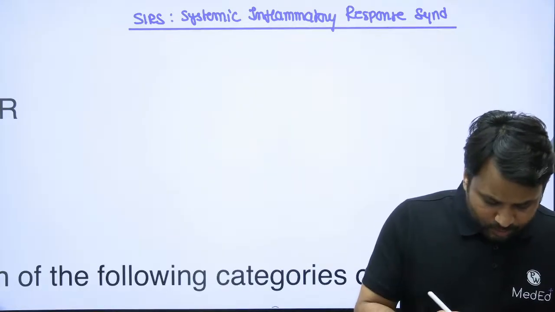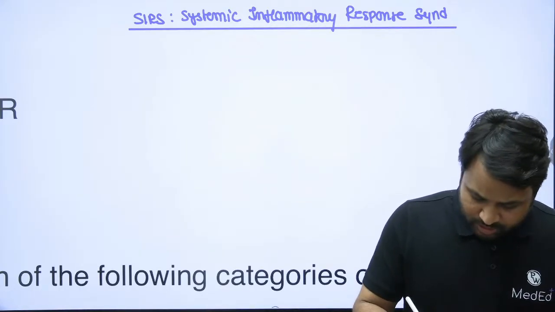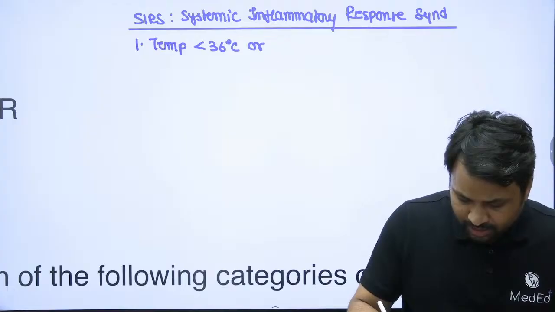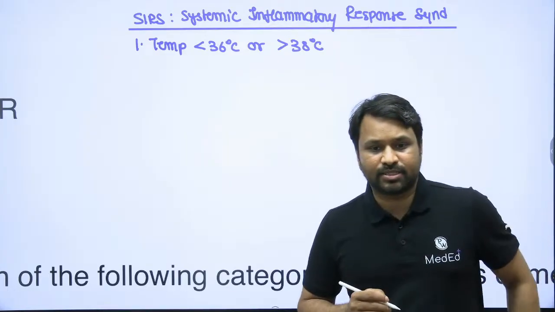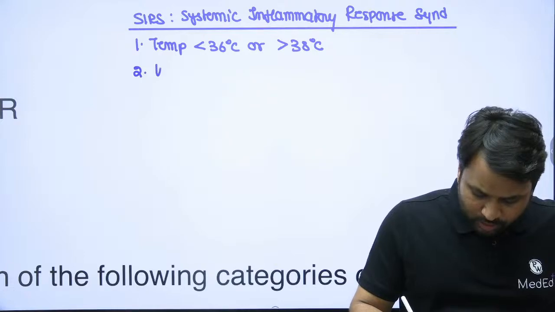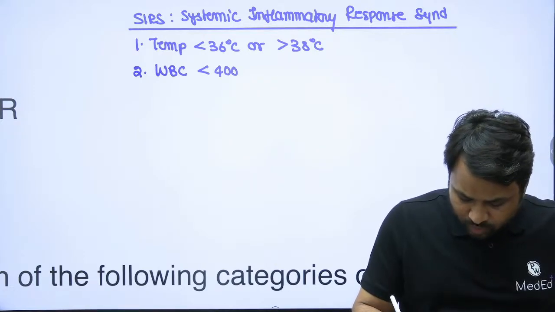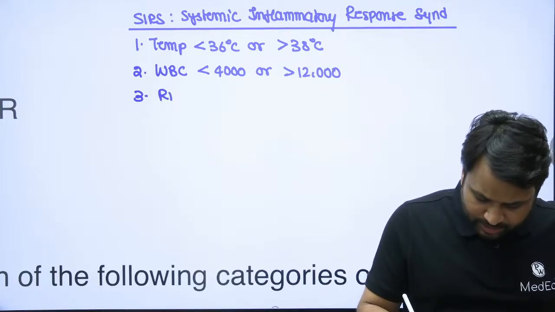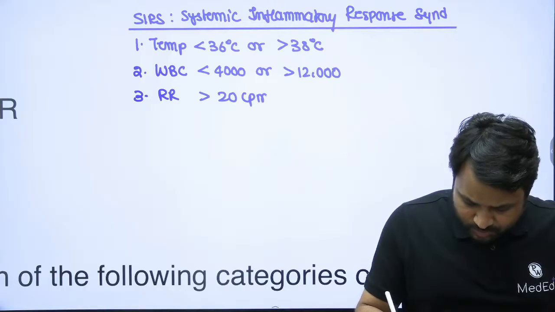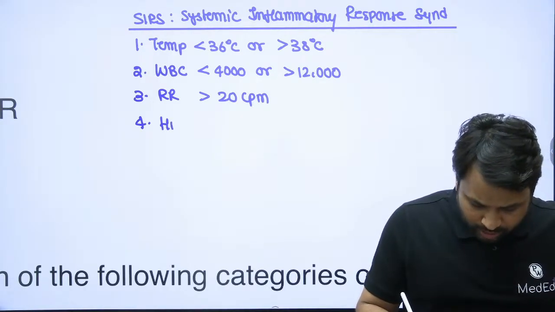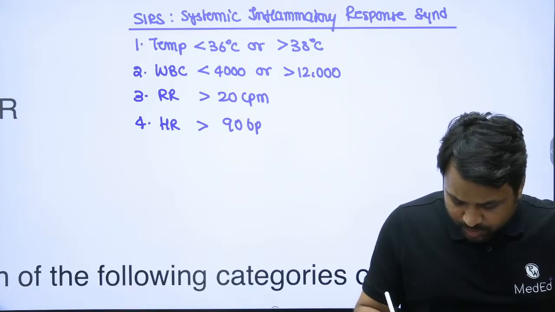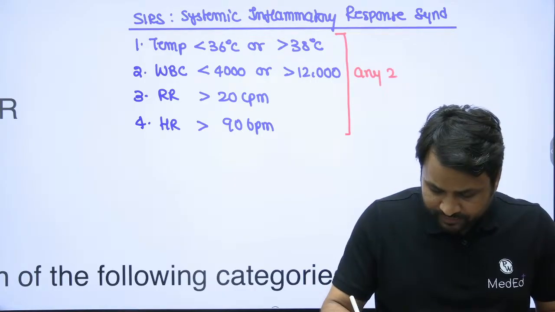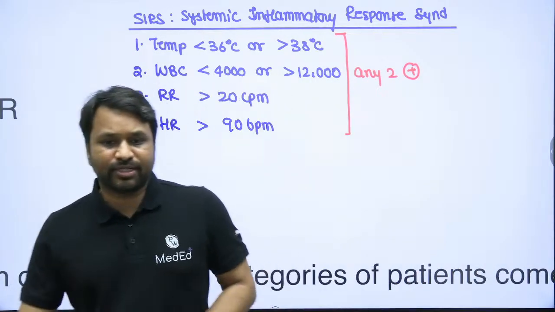Now, in systemic inflammatory response syndrome, what are the components that you're going to consider? The first one is body temperature, if it is less than 36 degrees Celsius or more than 38 degrees Celsius. Second, WBC count less than 4,000 or more than 12,000. The third is respiratory rate, if it is more than 20 cycles per minute. And the last one is heart rate, if it is more than 90 beats per minute. If any two of these parameters are positive, we say the patient is in systemic inflammatory response syndrome.